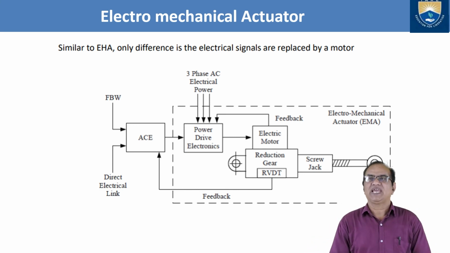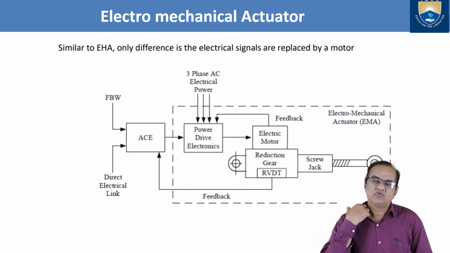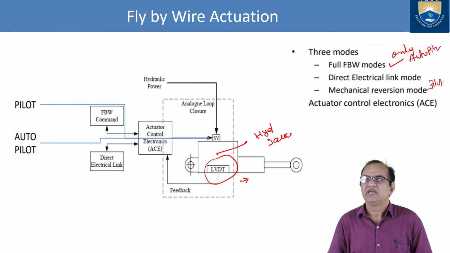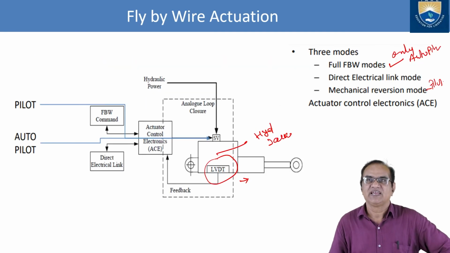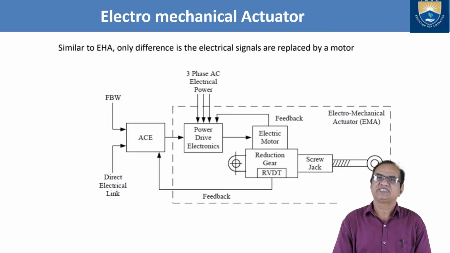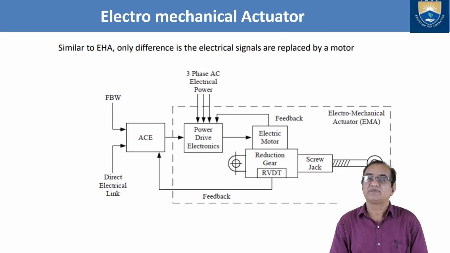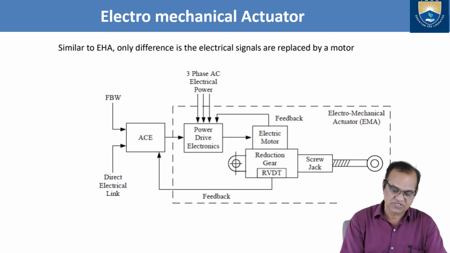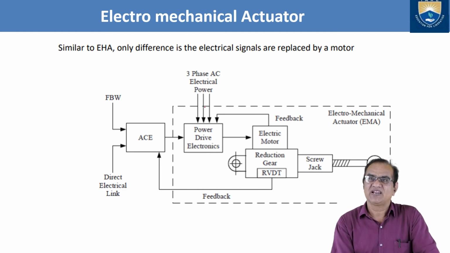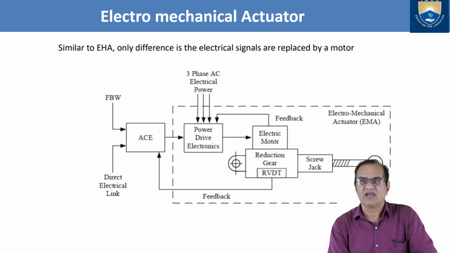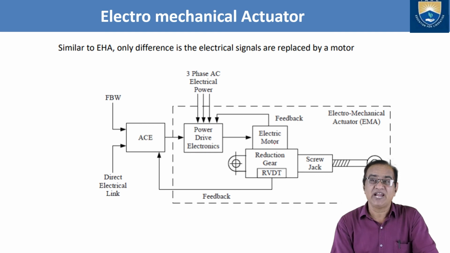Next we have the electromechanical actuator, similar to EHA. EHA is the electro-hydraulic actuator. The only difference is that the electrical signals are replaced by a motor. Here, fly-by-wire and direct electrical link signals go to the ACE. From here the three-phase AC signal comes to the power drive of the motor. Then an electric motor will operate. Hydraulics is not there in this one.